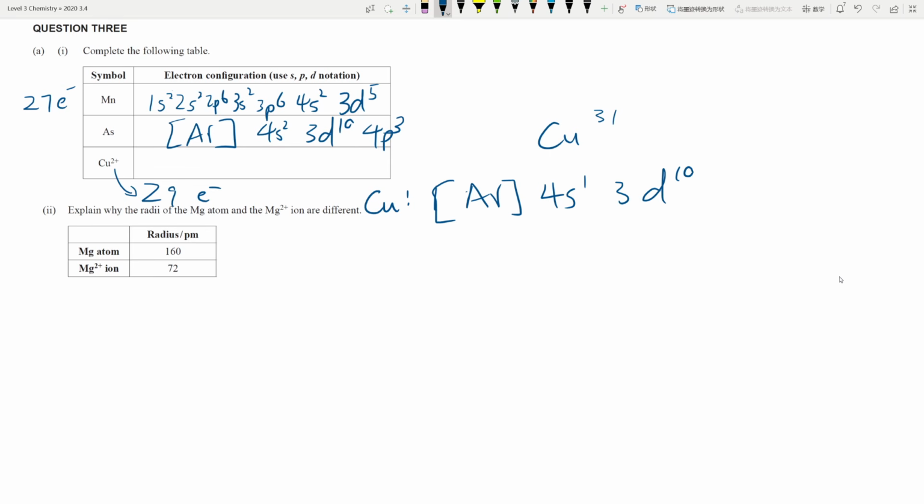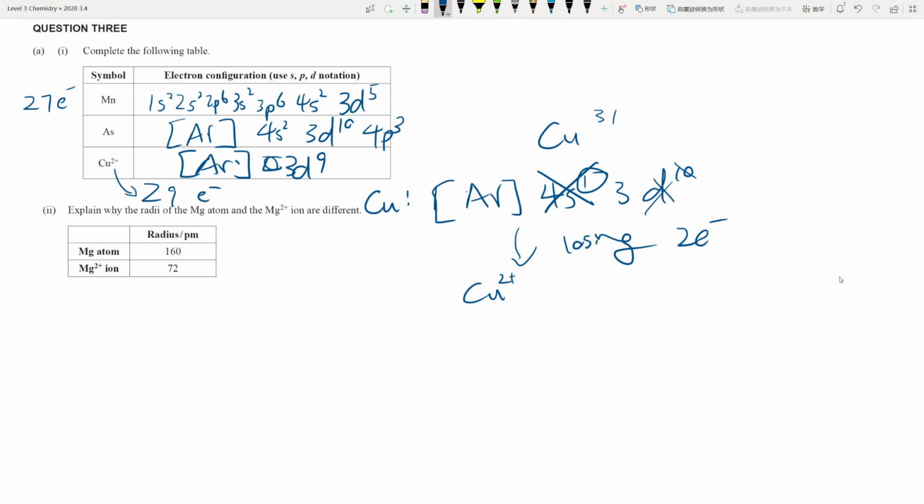And then you need to turn that to Cu2+ by losing 2 electrons. The reason why I do this is that you always want to lose the 4s first, and then you lose the 3d. So you're going to lose the 4s1, and then you're going to lose one of the 10. So it's going to be argon 3d9.